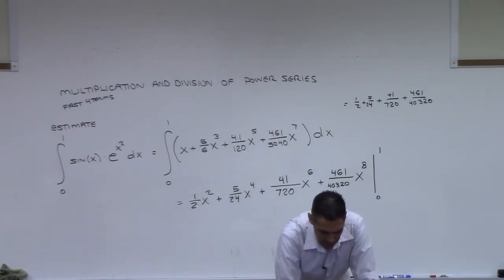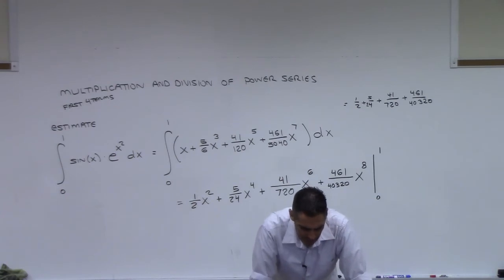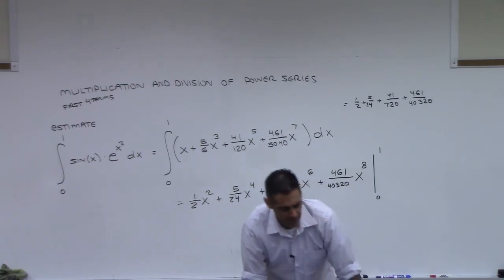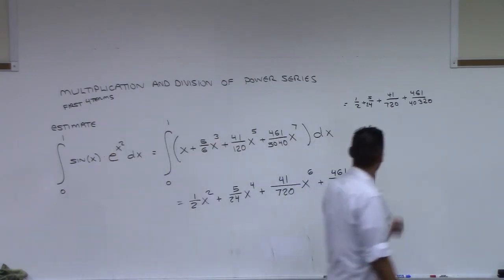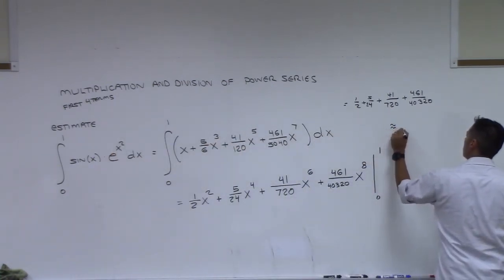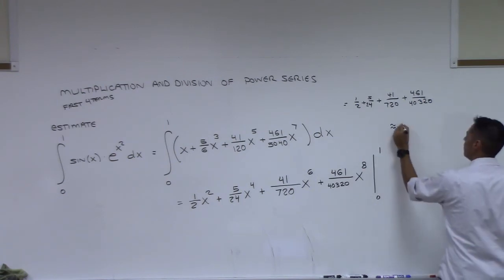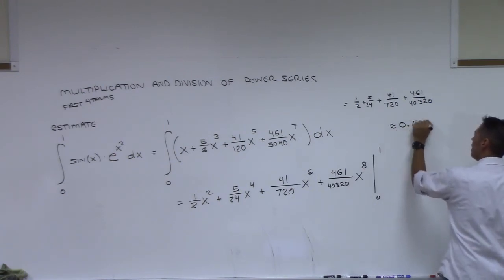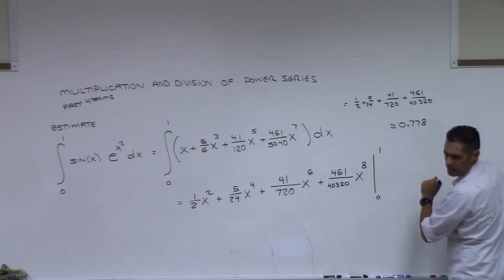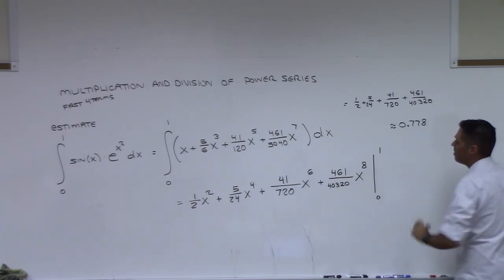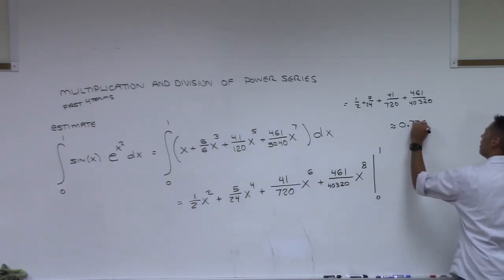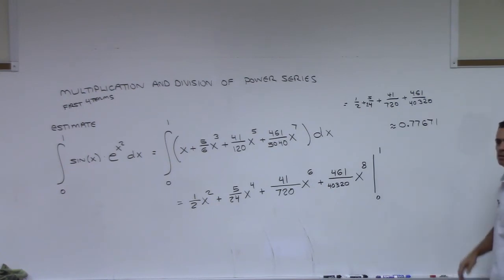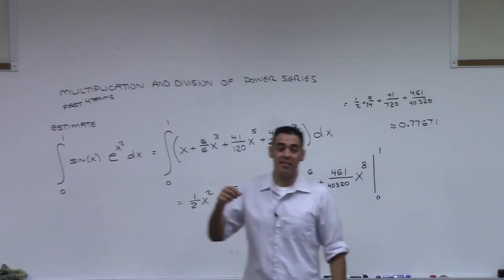All right, someone has checked on their calculator. Is it about 0.778? Yes. 0.7787. Someone give me the decimals. How many decimals do you have? Give me 0.778. I got 776. According to Wolfram Alpha, it's 0.778.